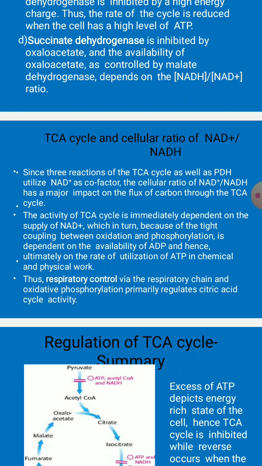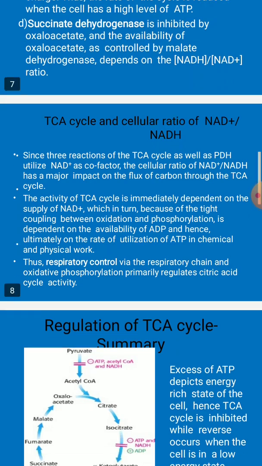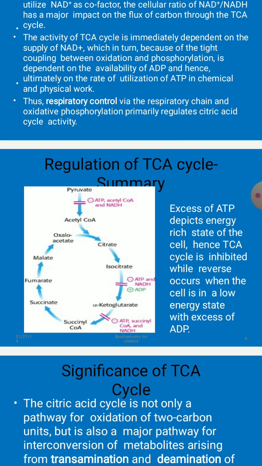So the activity of the TCA cycle is going to be immediately dependent on the supply of NAD plus, which in turn, because of the tight coupling between the oxidation and phosphorylation reactions, is mainly dependent on the availability of ADP, and hence ultimately on the rate of utilization of ATP in chemical and other physical work. So thus the respiratory control via the respiratory chain and oxidative phosphorylation, by coupling the oxidation and phosphorylation reactions, primarily regulates the citric acid cycle activity. So the NAD plus to NADH ratio plays a very important role in the flux of carbon throughout the TCA cycle. You can see in the slide the regulation of the TCA cycle, a summary of what I have just shown you.